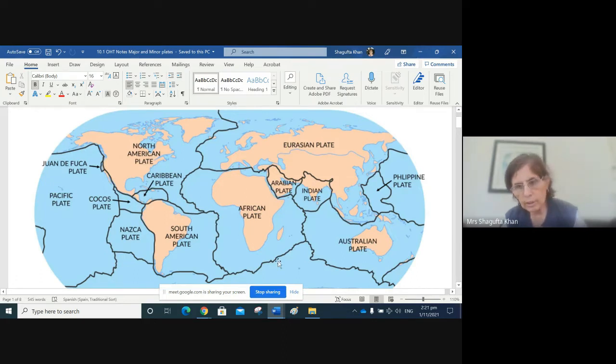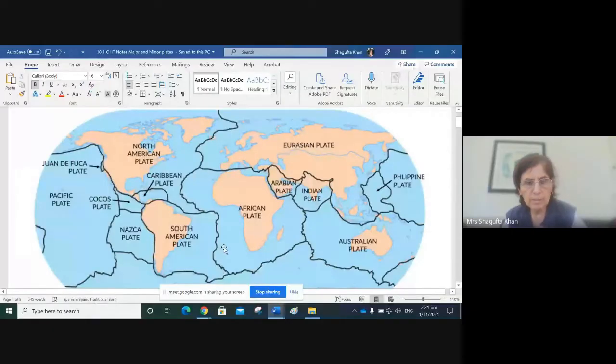Now, if we look at New Zealand, this part over here is the Pacific plate, which is shown on this side of the Earth. So that's where New Zealand is. New Zealand is at the boundary of the Australian plate and the Pacific plate.